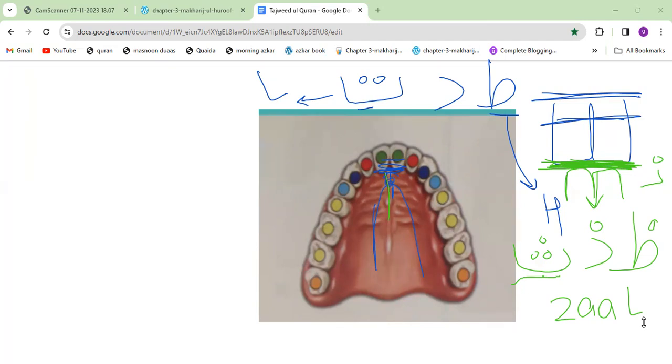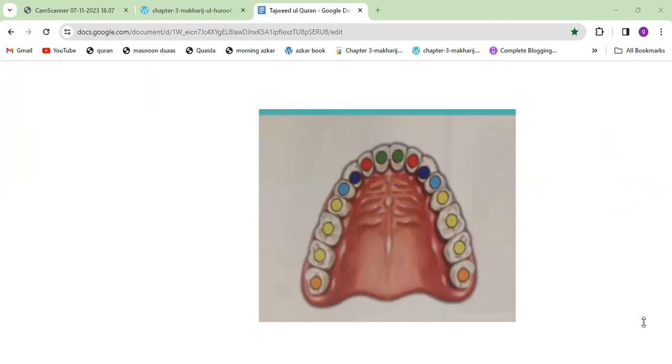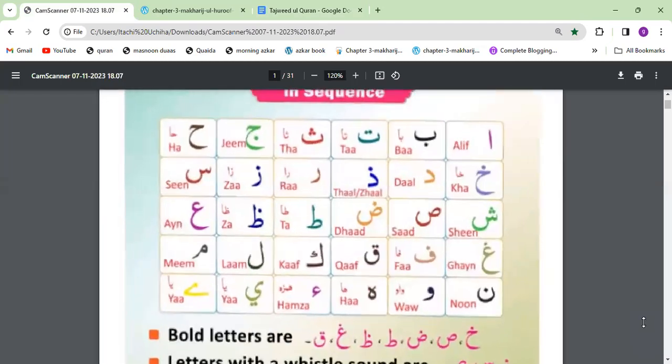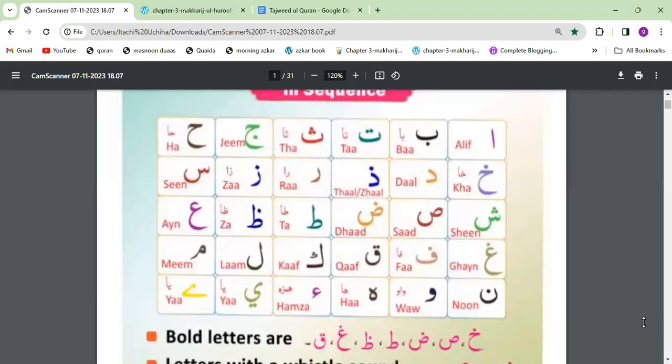Let's just remove all the things from the screen and move towards qaida. Okay, over here, this is the qaida. All the Arabic letters from alif till ya. Let's pronounce each and every one. Just give me a moment, okay? I have to put my laptop on charge.